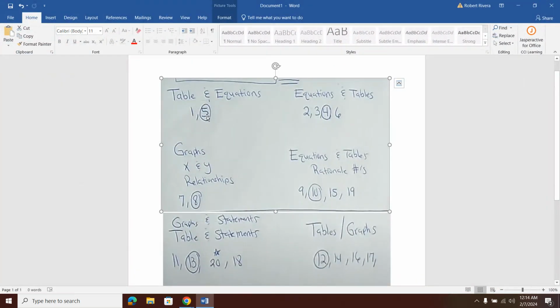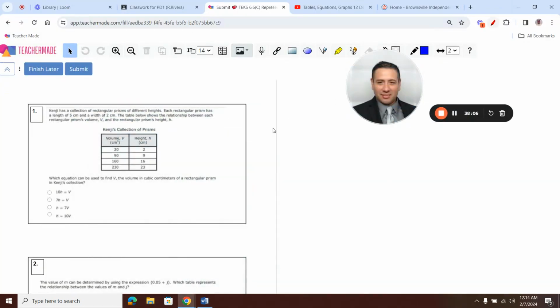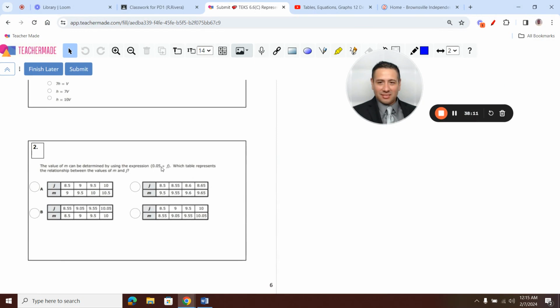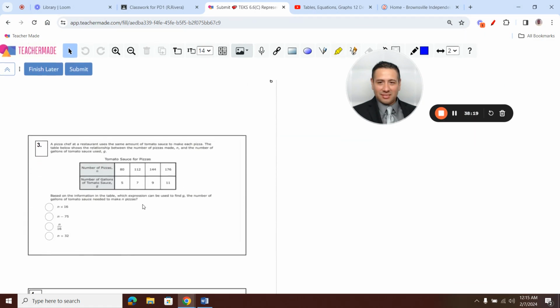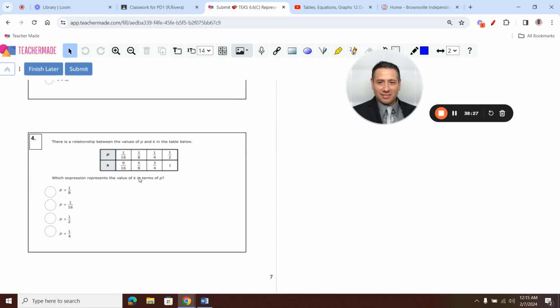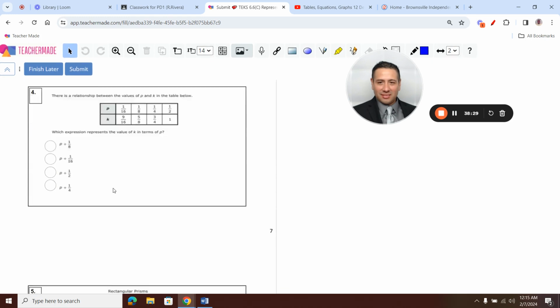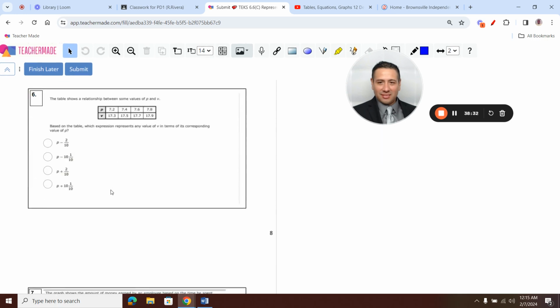Okay, I'm done with tables and equations. Equations and tables is going to be 2, 3, 4, and 6. If you notice, this time they give me the equation. You want to find the tables. Okay, number 3 again. There's your equations. There's your table. So we're going to try the choices. Number 4, there's your equation. There's the table. Number 6, there's the equation. There's the table.